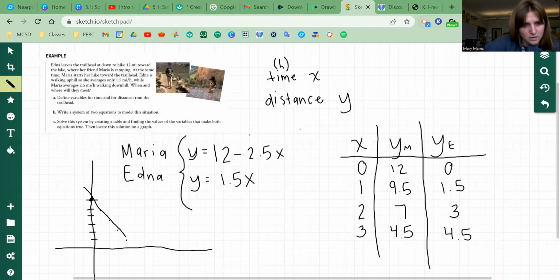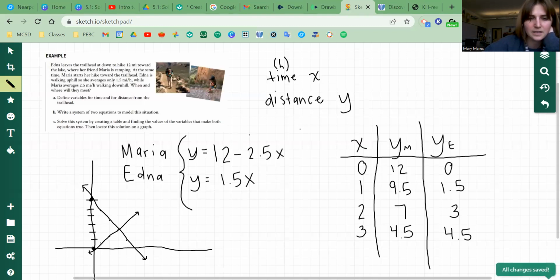And then for Edna, the y-intercept is at 0. And then her slope is positive 1.5. We'll go over to about there. And then to here. And then right around there. And that'll be my graph for Edna.